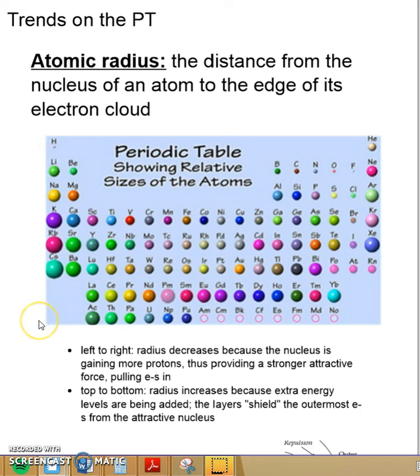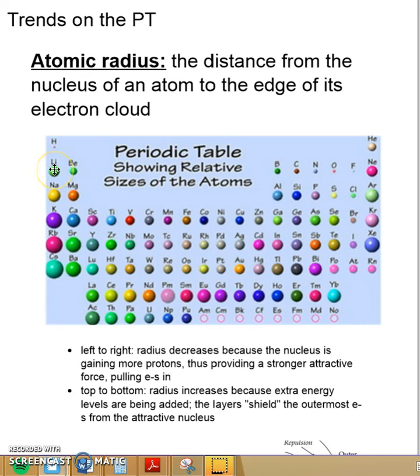This is a nice model. As you move from left to right across the periodic table, you'll notice that atoms tend to get smaller in size, which is weird because you think, well, you're adding protons, you're adding electrons, wouldn't they get bigger? But as you move from left to right, the radius decreases because that nucleus, that central part, is so strong. It's getting more and more protons, and the protons are the attractive force that pull those electrons in.